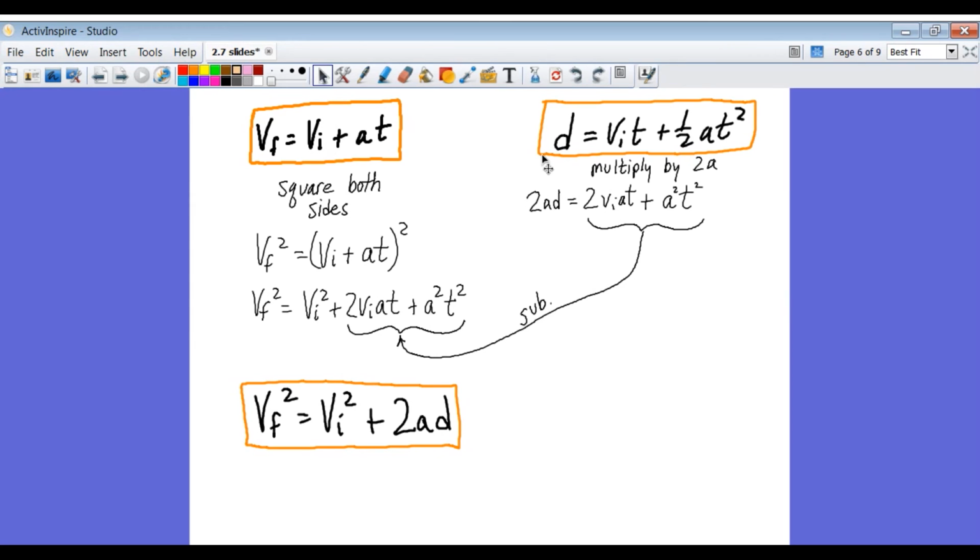And lastly, let's take these two equations. I'm going to rearrange them a little bit. This one on the left, I'll square both sides and expand the squared term. And this equation, I'll multiply both sides by 2a. And so this becomes this equation here. And I see that this part of the equation on the right is the same as this part of the equation on the left. So I'll replace all of this with 2ad to come up with my fourth equation of motion. Vf squared equals V initial squared plus 2ad.